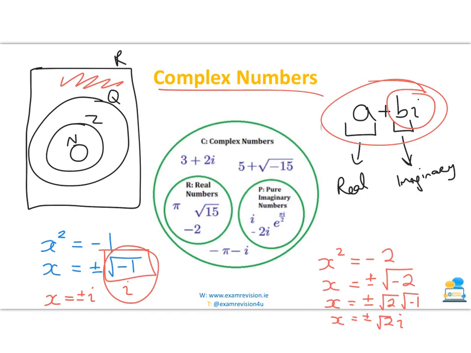So that's a really, really important piece of information to be aware of, and therefore if we know that i is equal to the square root of minus 1, it's also really important to know that i squared is equal to minus 1. And those two pieces of information are going to be really useful as we start looking at some exam questions, both from the ordinary level and the higher level curriculum.